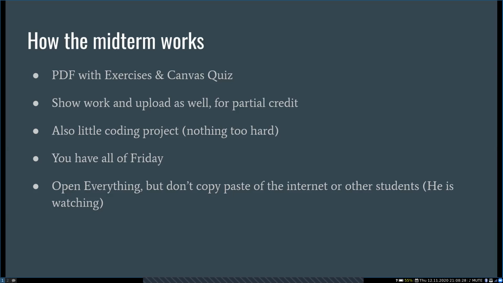That's all I have from him. So good luck. It shouldn't be too difficult. It'll be in Python. You should be good. You will have all day on Friday to do the quiz.